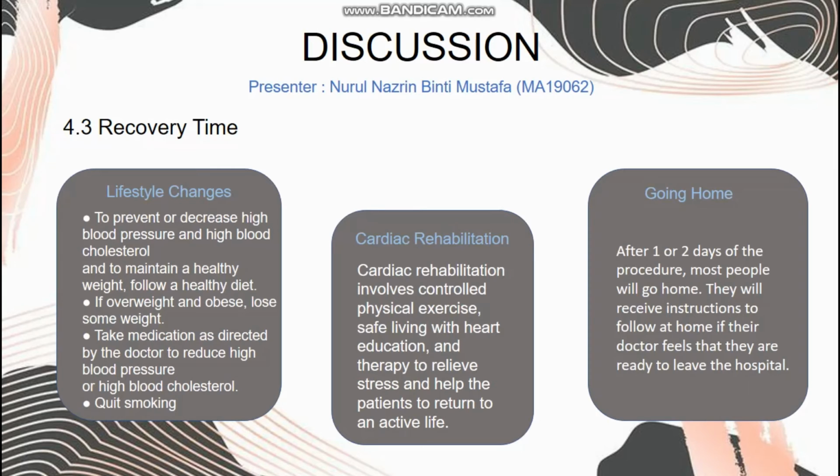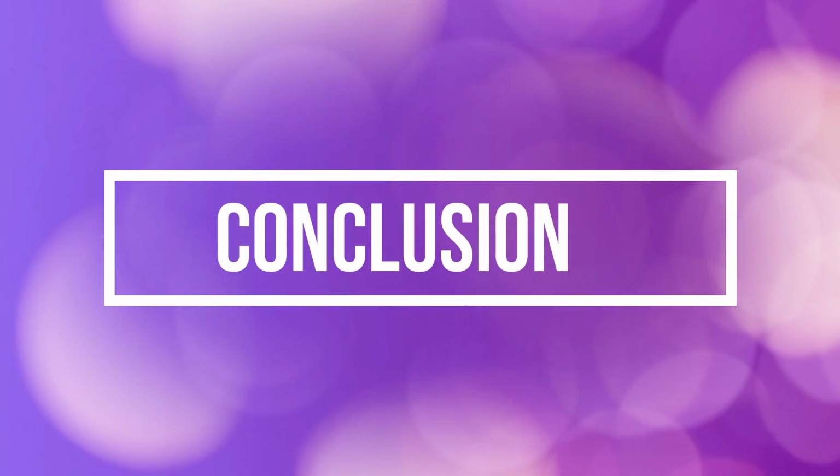The second is cardiac rehabilitation. It involves controlled physical exercise, safe living with heart education, and therapy to relieve stress and help the patient return to an active life. And the last is going home. After one or two days of the procedure, most people will go home. They will receive instructions to follow at home if their doctors feel that they are ready to leave the hospital.